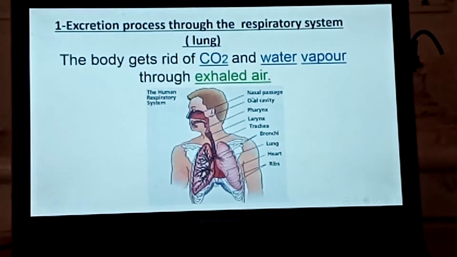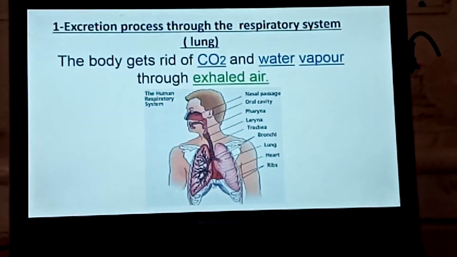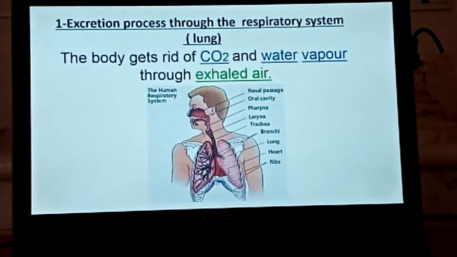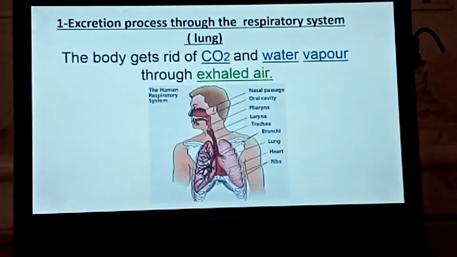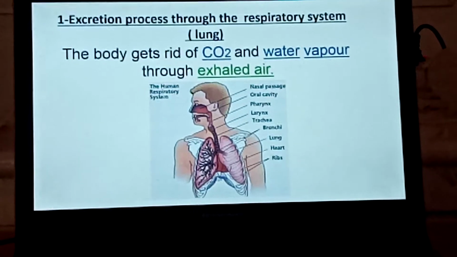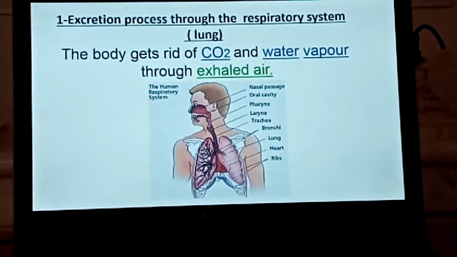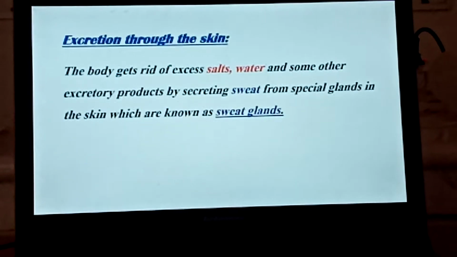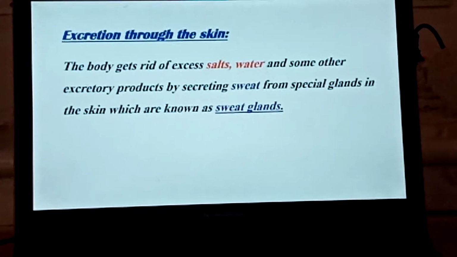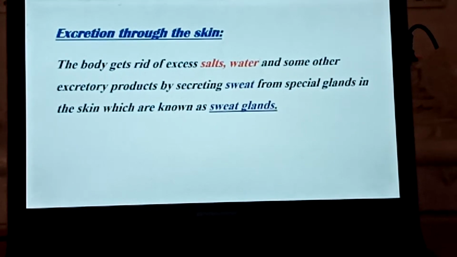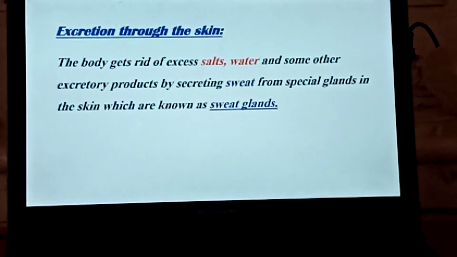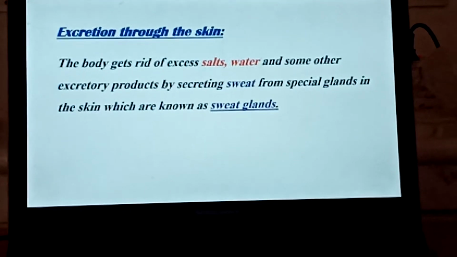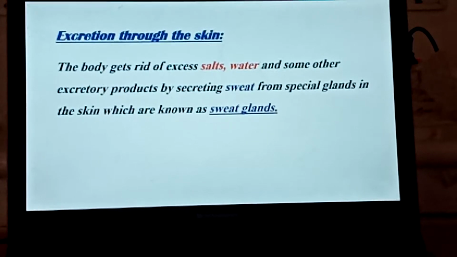Excretion process through the respiratory system. By the lungs, the body can get rid of carbon dioxide and water vapor through the exhaled air. So, by the two lungs, we can get rid of carbon dioxide and water vapor through the exhaled air. Excretion through the skin. The body can get rid of excess salts and water and some other excretory materials by secreting sweat from special glands in the skin which are known as sweat glands.